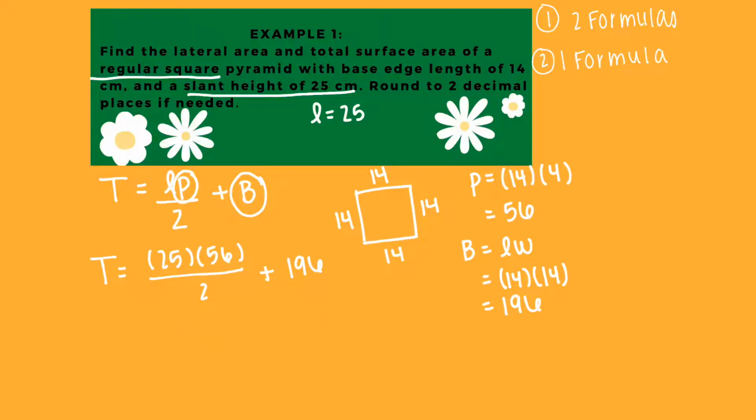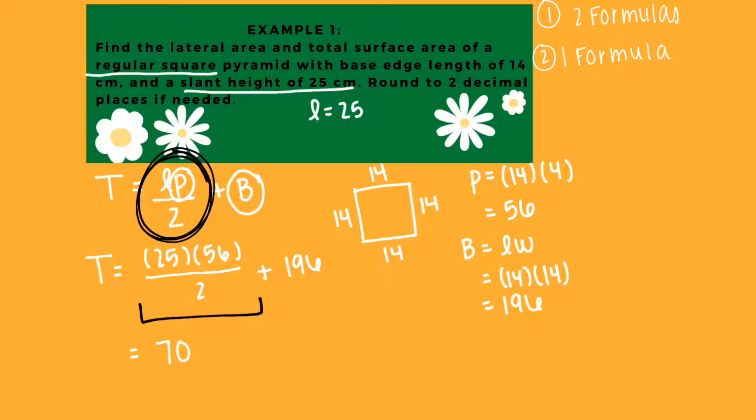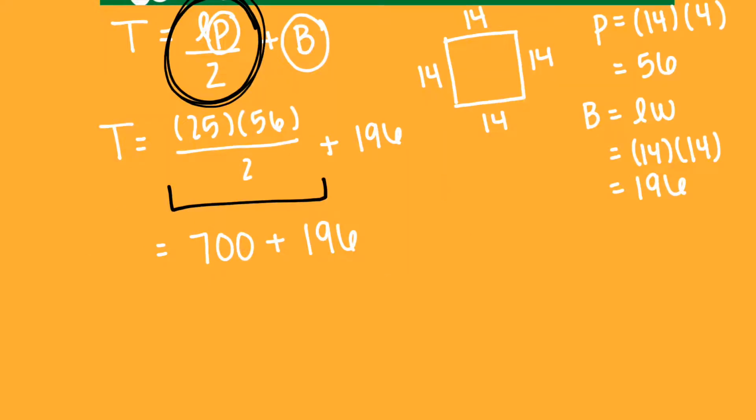Remember, in our formula though, this first part is what the lateral area is. So I'm going to go ahead and simplify this left side. I'm going to do 25 times 56. That ends up giving me 1400, and then I divide it by 2 to get 700. So when I simplify, my formula looks like 700 plus 196. So remember, that first part is our lateral. So I now know that my lateral area is equal to 700.